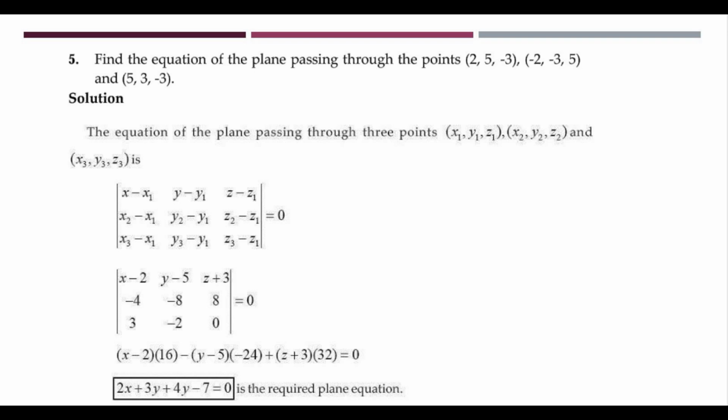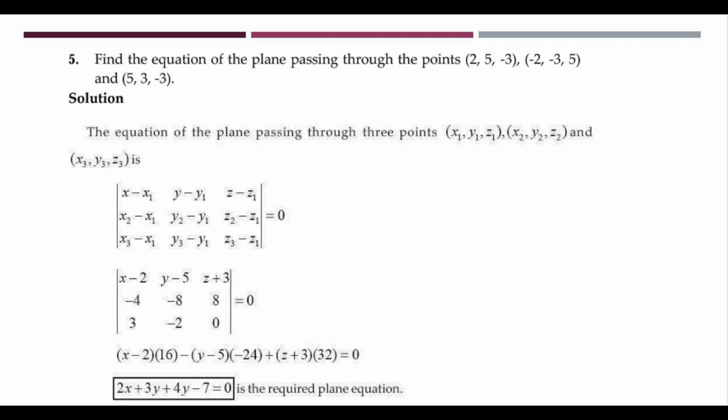Next one. Find the equation of the plane passing through the points (2, 5, -3), (-2, -3, 5) and (5, 3, -3). Equation of the plane passing through 3 points: we consider the points (x1, y1, z1), (x2, y2, z2) and (x3, y3, z3). The formula is the determinant of [x - x1, y - y1, z - z1; x2 - x1, y2 - y1, z2 - z1; x3 - x1, y3 - y1, z3 - z1] = 0.